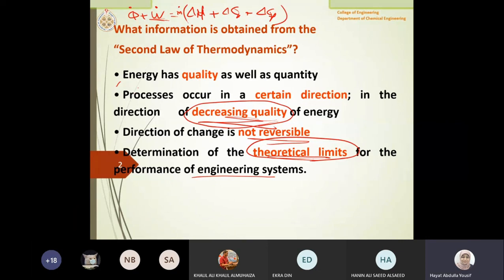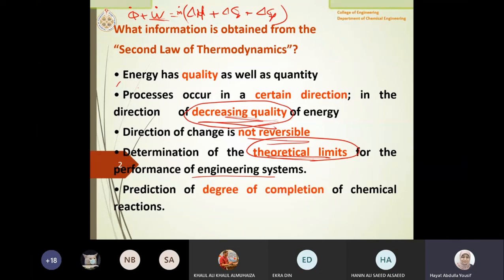Here, if I simplify it, I will say the second law of thermodynamics introduces real cases and shows the real scenarios of whatever hasn't been covered in the first law of thermodynamics. So that's basically it. And because of those limitations, we will also discuss the degree of completion of any chemical reaction.